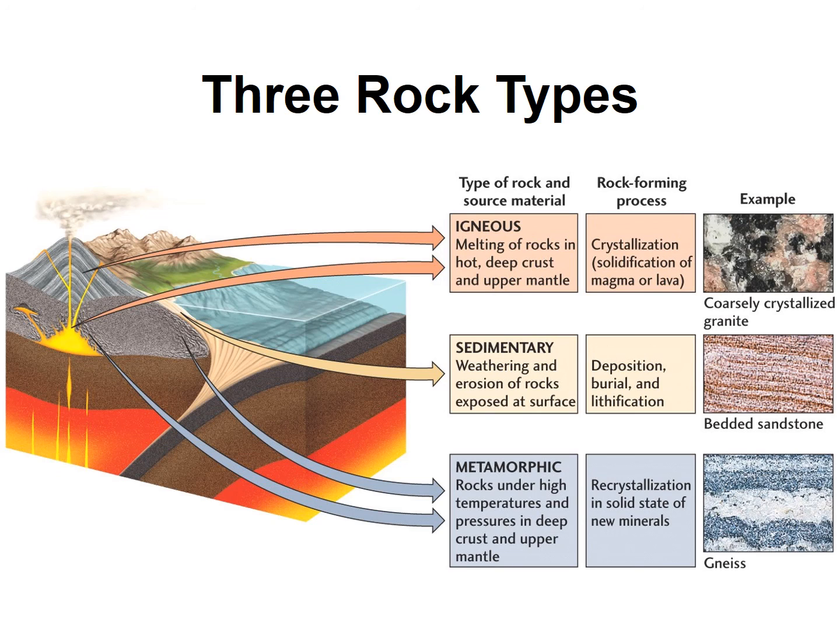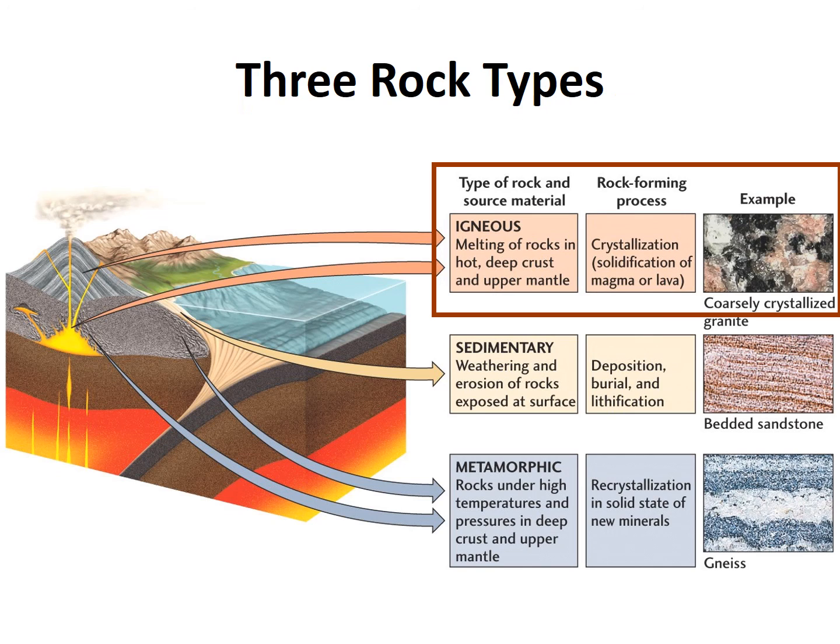Again, we'll discuss the rock cycle, and you can see an example for each different rock type. Granite is an igneous rock. Sandstone is a sedimentary rock. Gneiss is a metamorphic rock. They form at different conditions or in different environments.